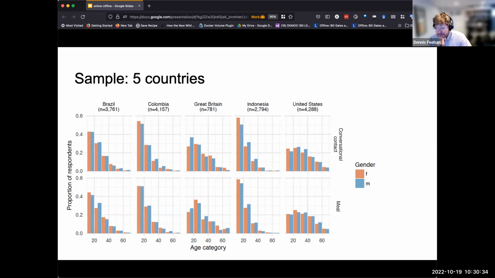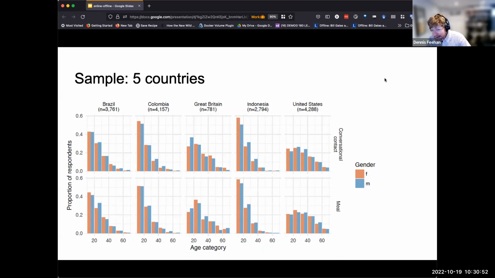Okay, so this plot describes the composition of our sample. We have respondents in Brazil, Colombia, Great Britain, Indonesia, and the United States. Notice that the sample in Great Britain is smaller than the others. This was kind of like a pilot study that we ran first before we ran the rest of the study.